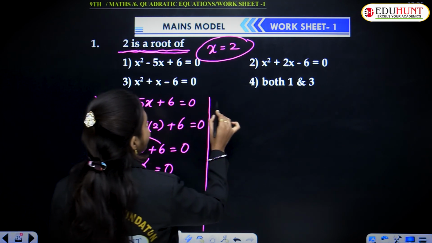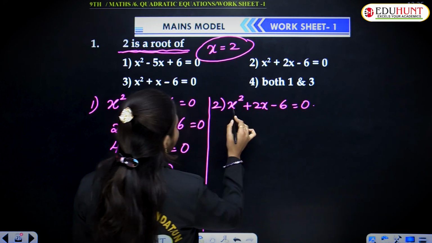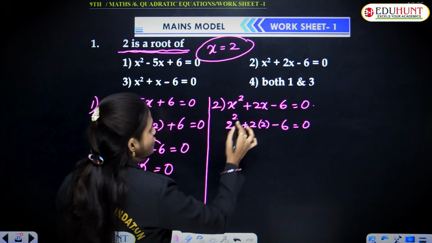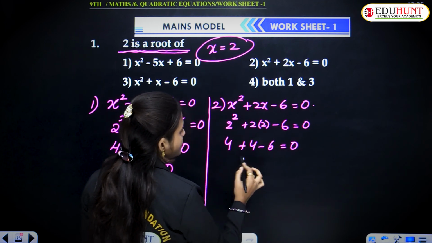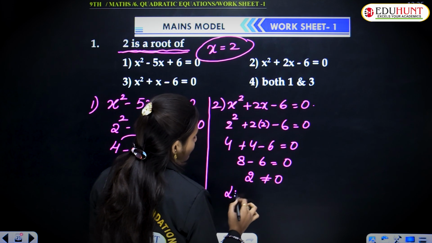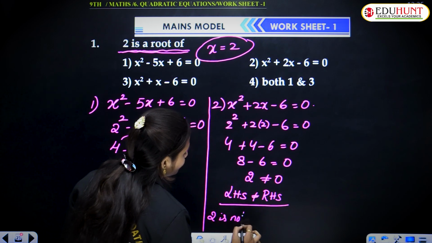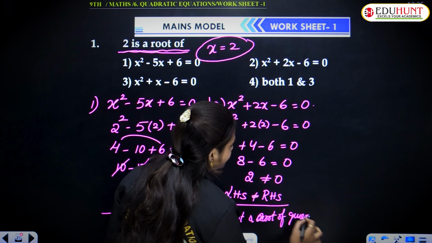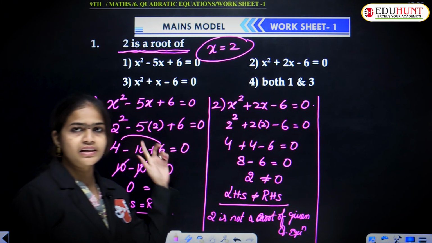So the second option, what is that? x square plus 2x minus 6 is equal to 0. So here 2 square plus 2 into 2 minus 6 is equal to 0. 2 square is 4, plus 2 into 2 is 4, minus 6. So 4 plus 4 is 8, minus 6 is 2, not equal to 0. So here LHS is not equal to RHS. That's why 2 is not a root of the given quadratic equation.